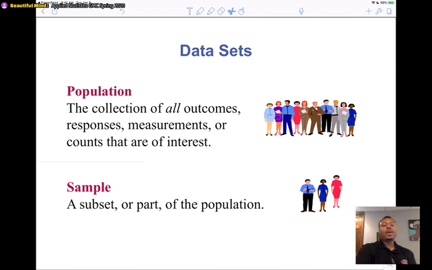So what do we mean by a population versus a sample? A population is the collection of all outcomes, responses, measurements, or counts that are of interest. So a population is all of the data, versus a sample, which is a subset or part of the population. A subset is going to be contained within the population.